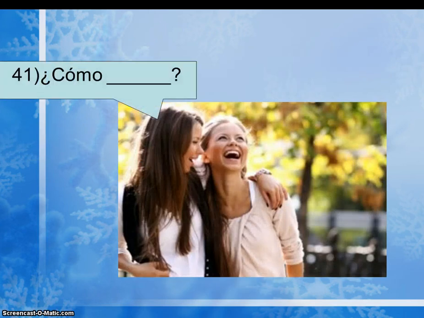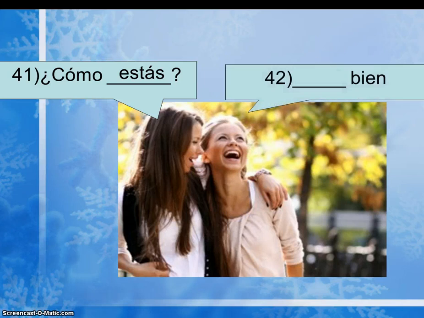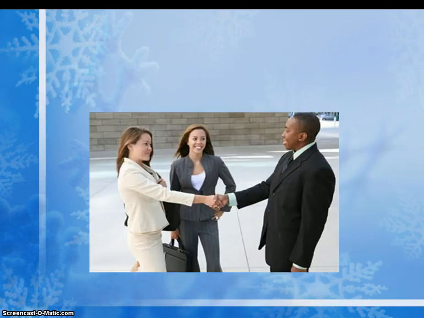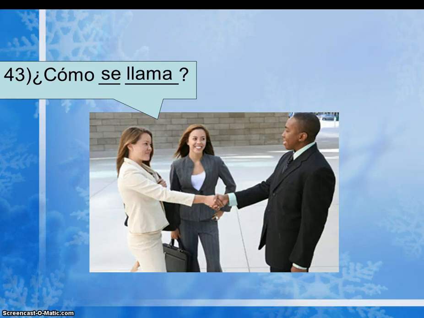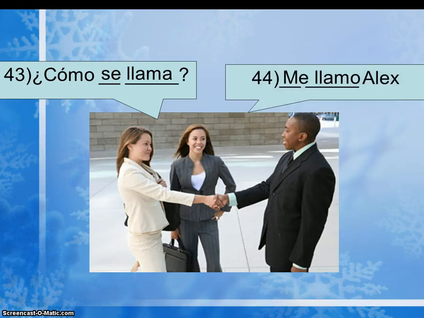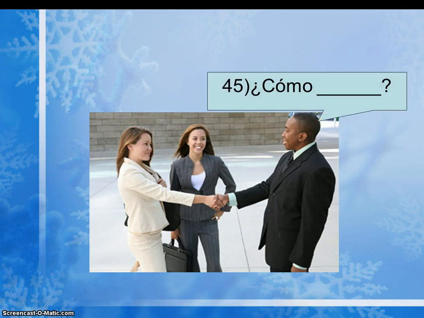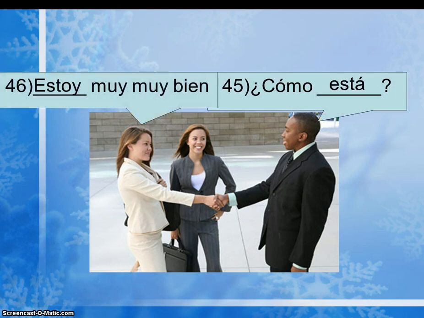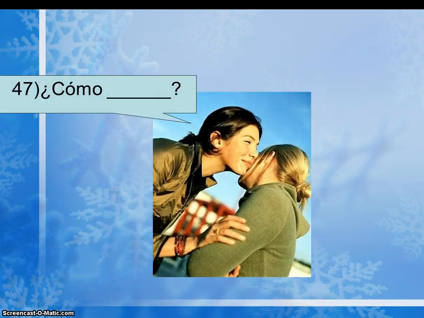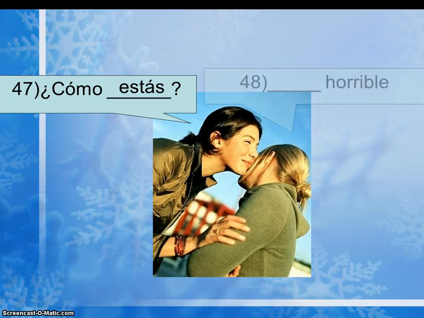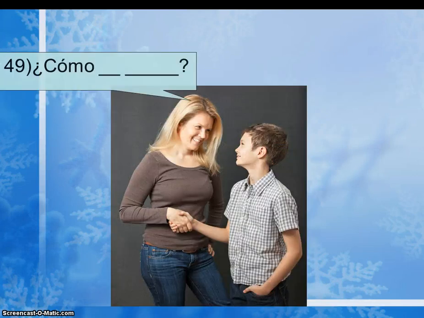This looks like a friendly situation. So we've got ¿cómo estás? Estoy bien. This looks like a business transaction going on here. ¿Cómo se llama? Me llamo Alex. ¿Cómo está? Estoy muy bien. Looks like it's a friendly situation, right? When you do the kiss, beso on the cheek thing, that usually means it's friends, an informal situation. So it's going to be ¿Cómo estás? Estoy horrible. Oh, man. All right.